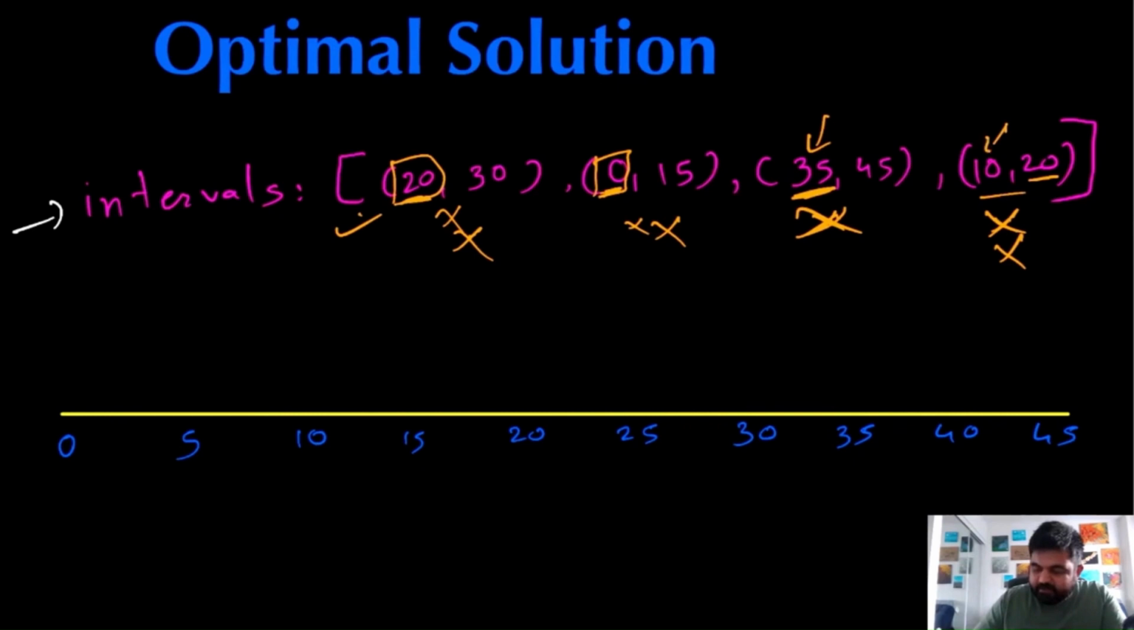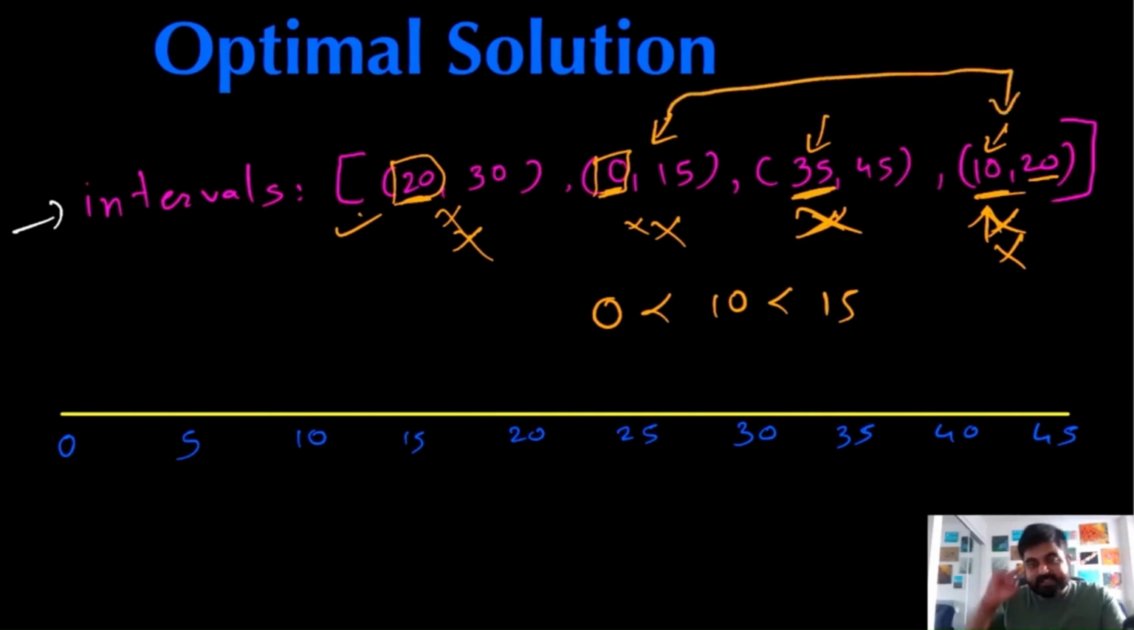But when we come to this value number 10, we can clearly see that this 10 falls between this 0 to 15 because this condition is satisfied: 0 is less than 10 and 10 is less than 15. So over here we can clearly see that there exists an overlap between these two elements, and we can immediately return false. So this approach would work perfectly fine.